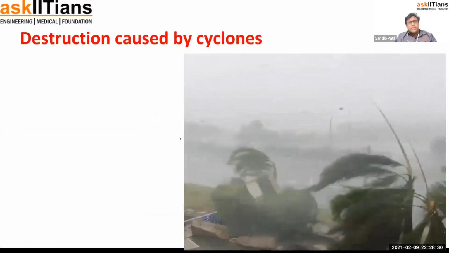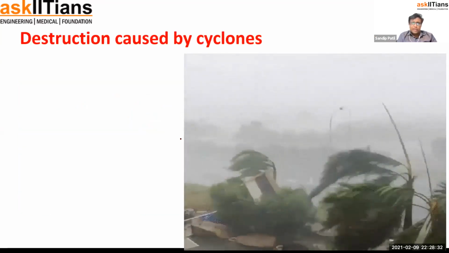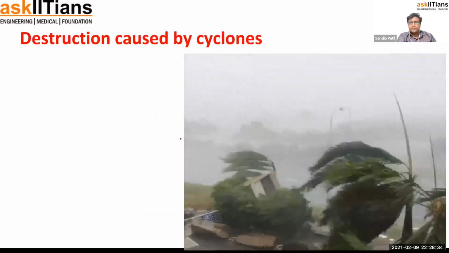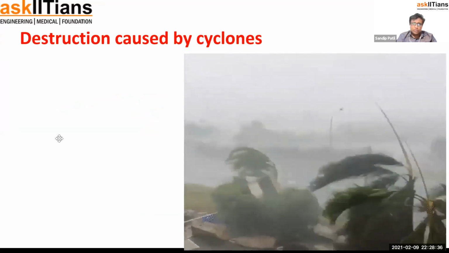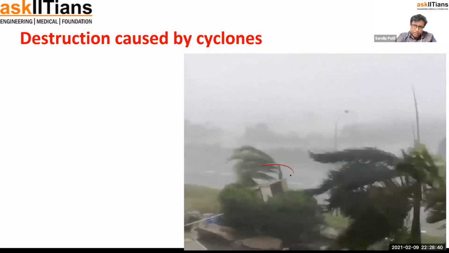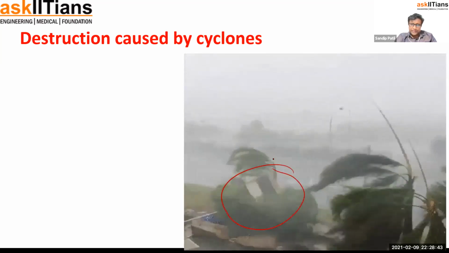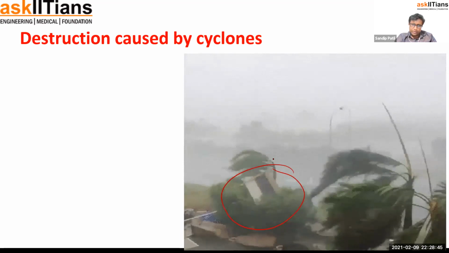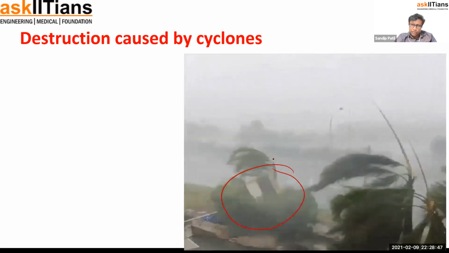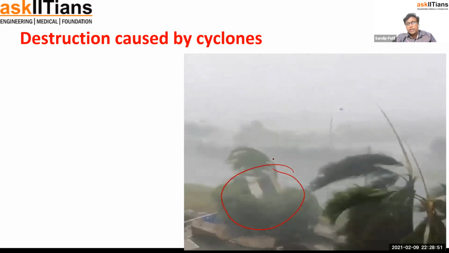This is about the cyclone. Here you can see the speed of the wind in this range, in case of cyclones, right? Here you can see this home structure there. It is also getting pushed, right? So you can also imagine how much will be the speed of that cyclone and how much pressure it is exerting there. Okay.